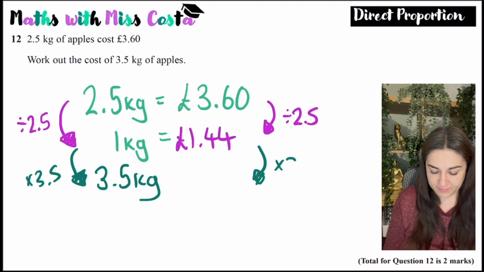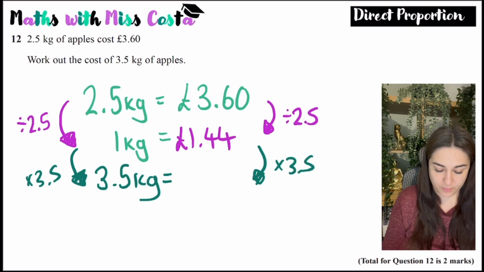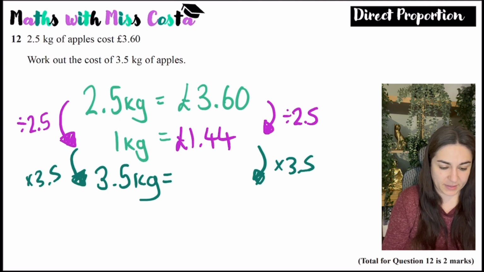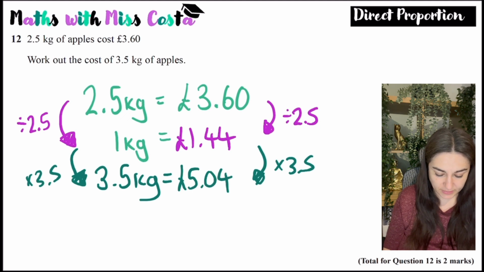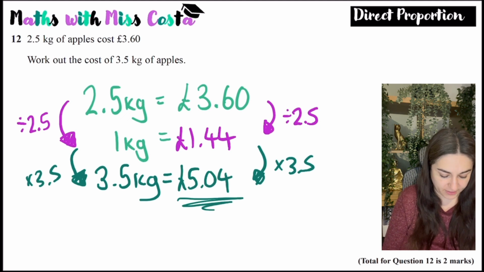So I'm going to do the same to this side to keep it in direct proportion. And £1.44 times 3.5 gives me £5.04. So that's the cost of 3.5 kilograms.